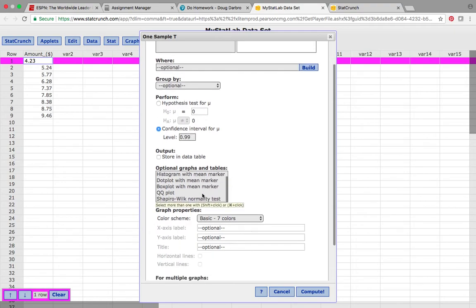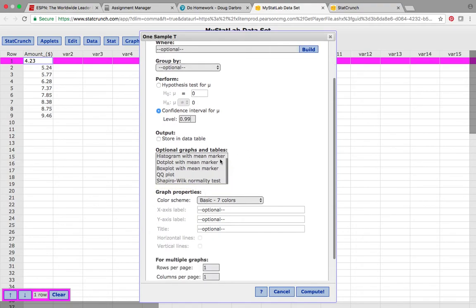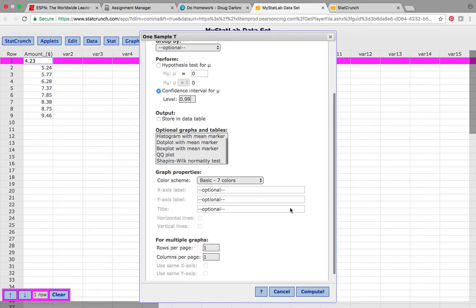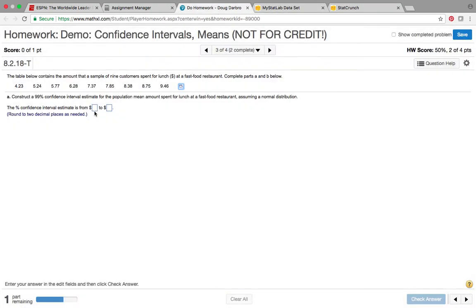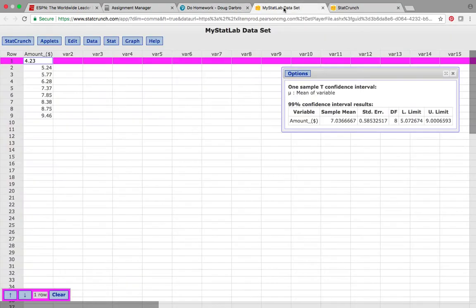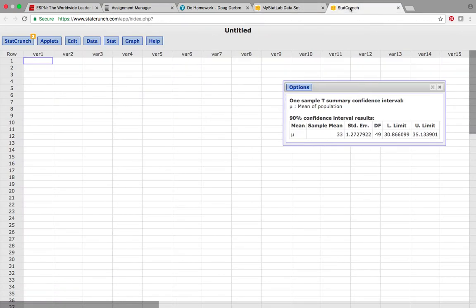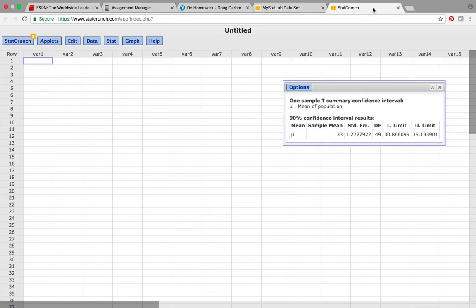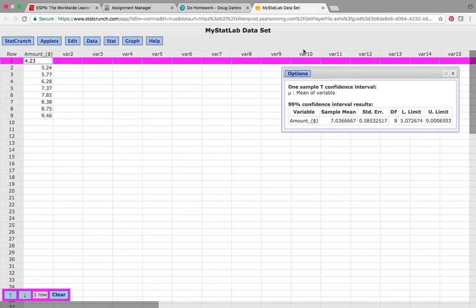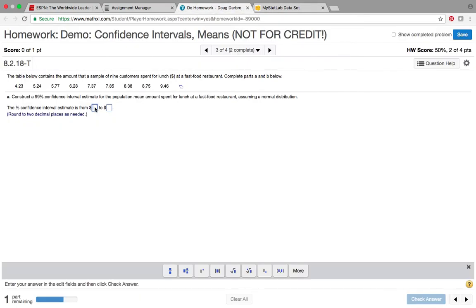There's other things you can do. You can do histograms and dot plots, and there's a Shapiro-Wilk normality test. A lot of cool stuff, but right now we're keeping it simple, so I want to compute. Now let me go back and make sure I need 2 decimal places. So which one do I want? Amount, right? Yeah. So I want to close this one down just to make sure I don't make any mistakes. So 5.07 to 9.00.